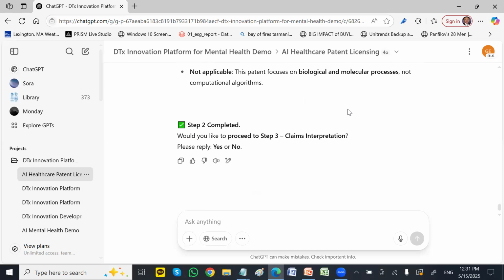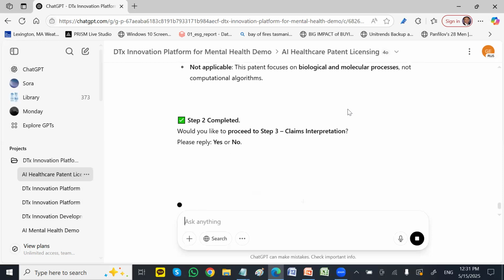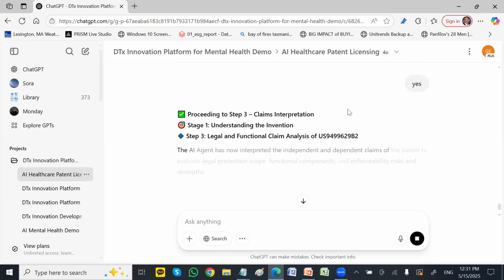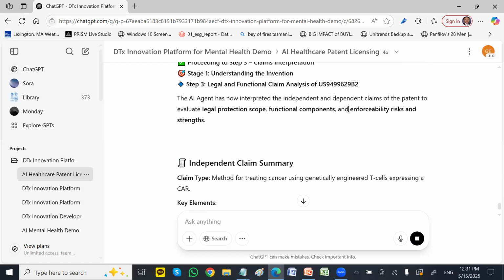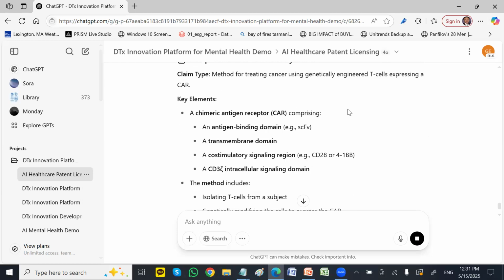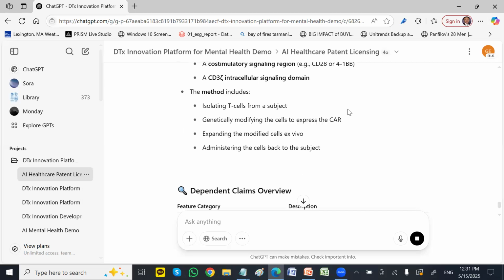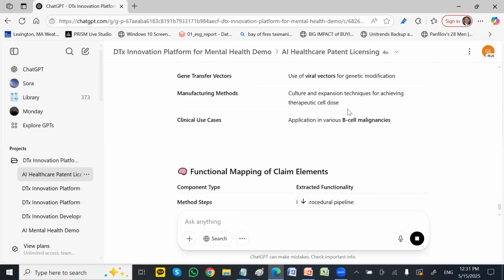And then go to claim interpretation. So this is a legal interpretation. It tries to understand claim terms, like independent and dependent terms.